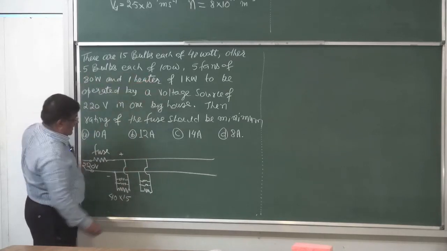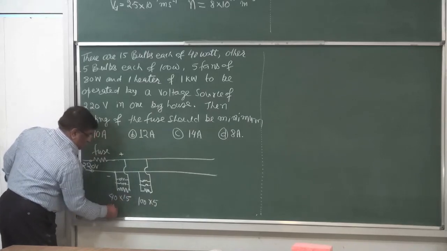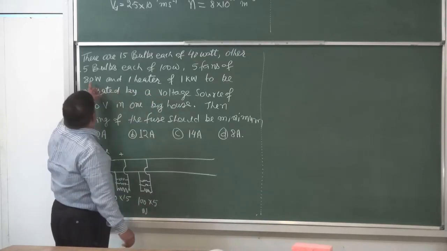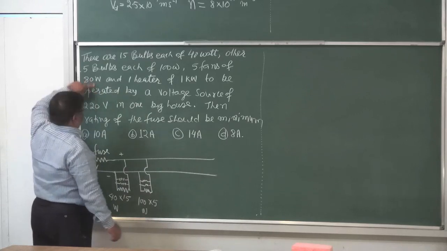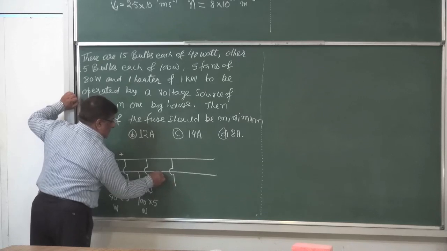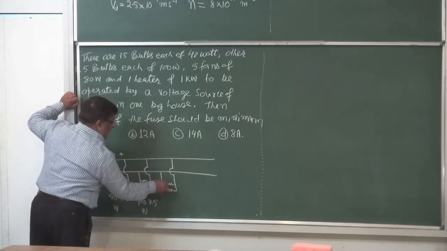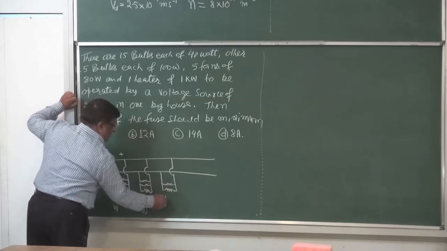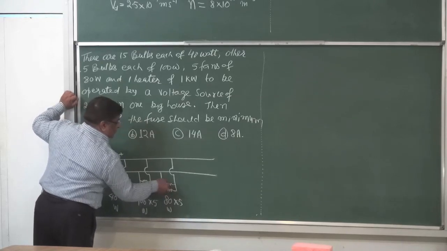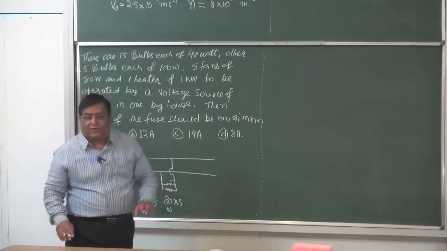5 bulbs, 100 watt. After that, 5 fans, 80 watt. Here we have 5 fans, 80 watt: 1, 2, 3, 4, 5. We are making this schematic diagram just to calculate the load.